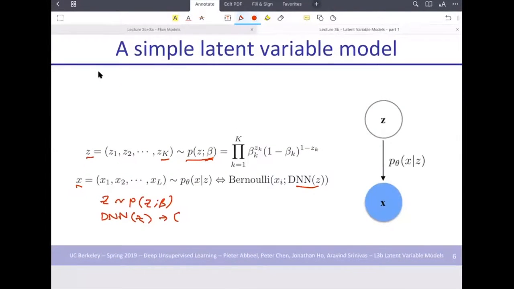Yeah, so this will give us the parameters for the Bernoulli distribution. And then from there, we can sample from P of x given z. So, yeah.